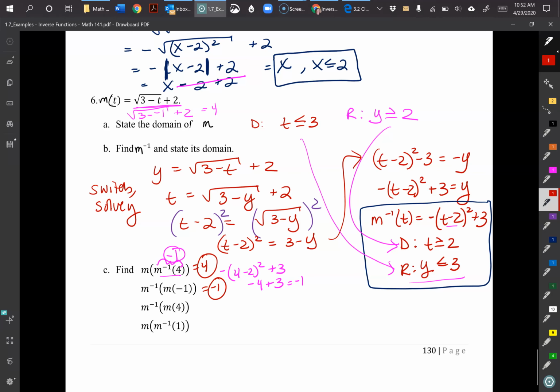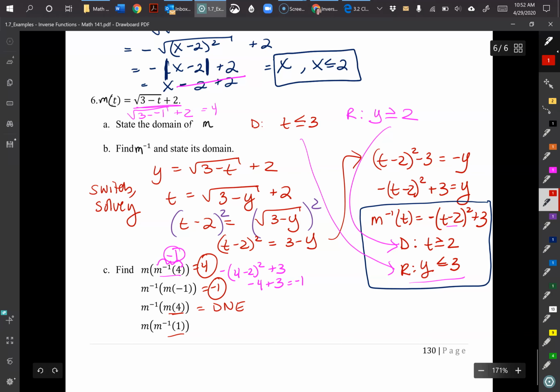But what about when I'm trying to put the 4 in, m inverse of m of 4? Do you think that one's going to work? What will happen? So let's look over here. For m of 4, I have to look at what the domain of my original function is. I can't plug in anything where t has to be less than or equal to 3, right? So I can't plug a 4 in. This is going to be does not exist, or undefined.